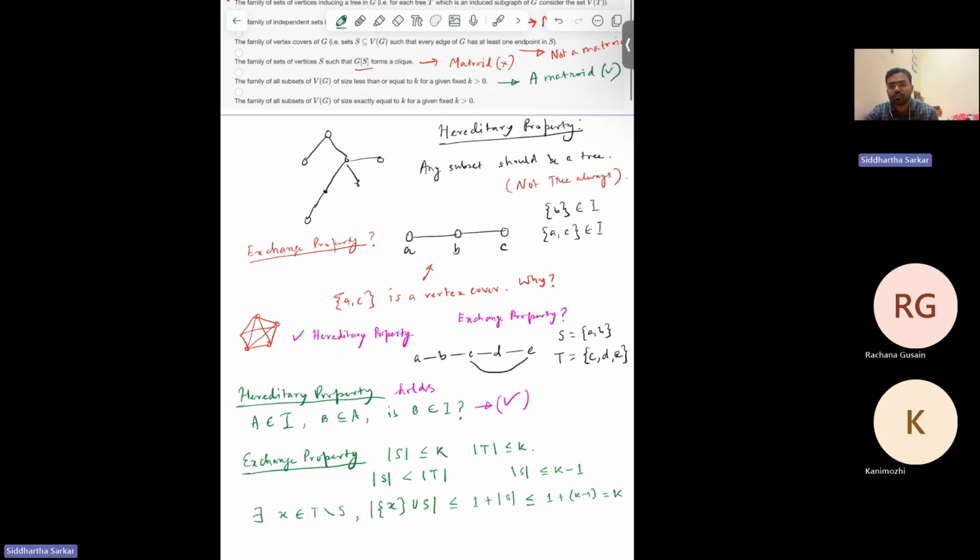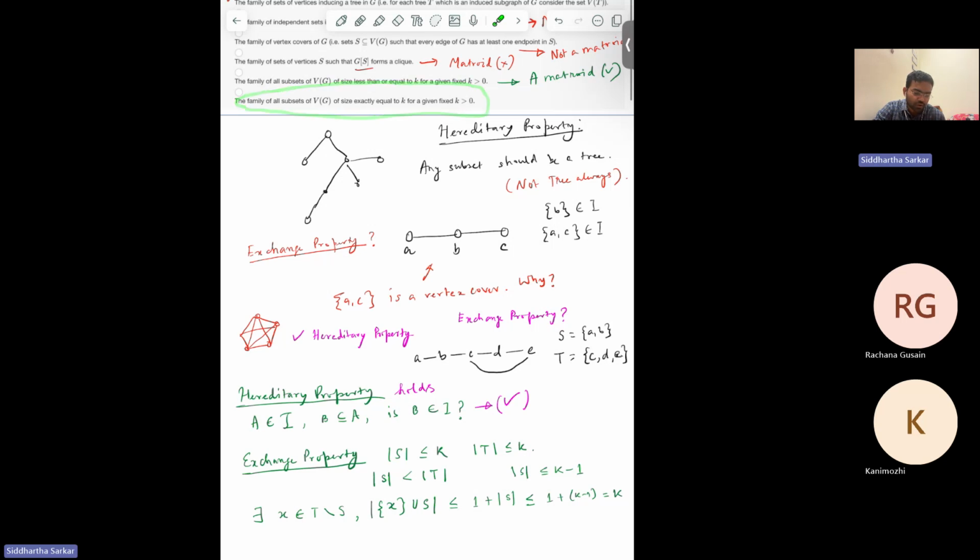All right. So now we have seen a matroid. Are there any doubts on this? Okay, if there are no doubts on this, then the next one is straightforward.